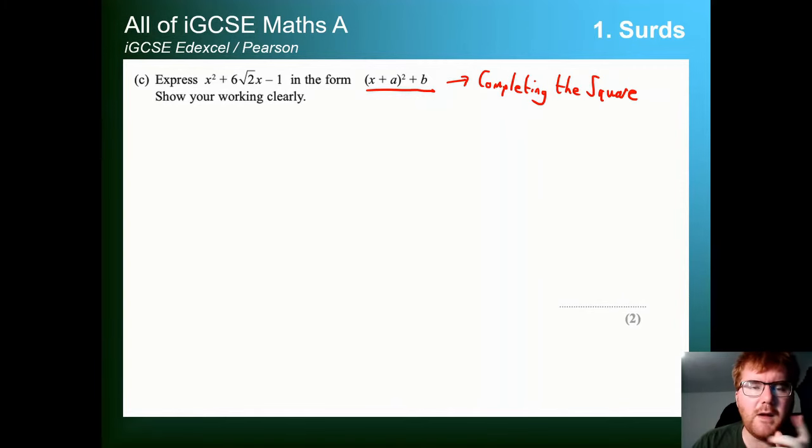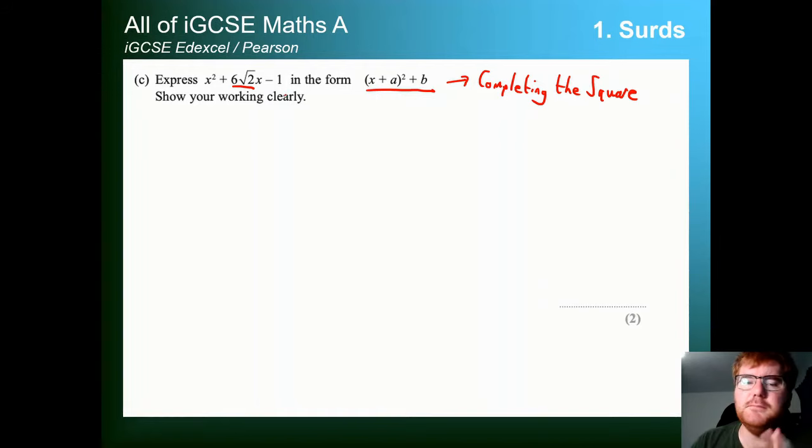Now, where it includes surds, notice the coefficient, the number in front of the x, is a surd. So this is where the surd bit links in. And at the higher levels of the IGCSE Edexcel course, you need to be able to combine one or more topics together and have that fluency between them. And this is a question just like that.